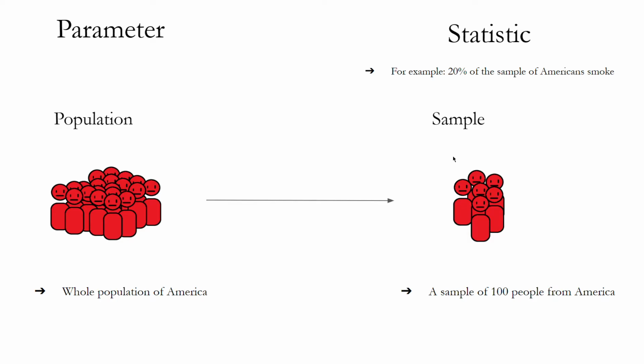So the parameter is usually unknown, and we assume that the statistic is close to the parameter. There are many ways to make a statistic as accurate to this unknown parameter as possible.